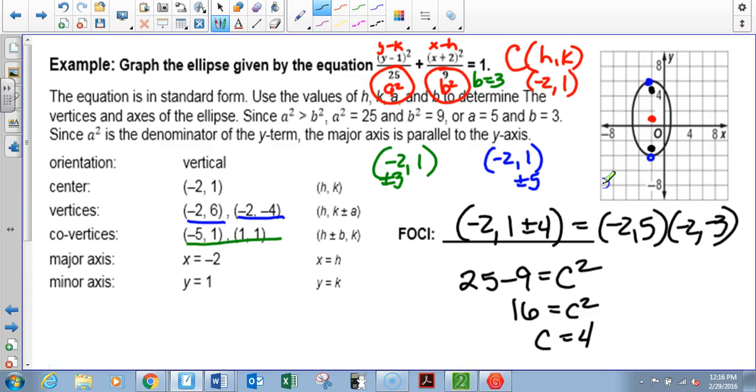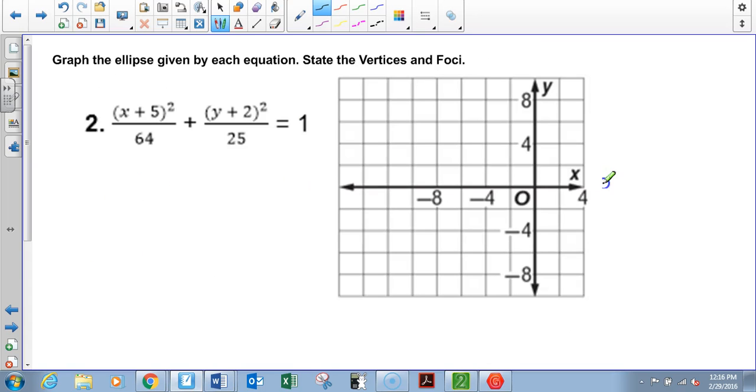The closer out to the ends of the major axis, the longer and skinnier the ellipse will be. The closer in towards the center that those focus points are, the rounder it will be. Everybody okay? All right, let's try one together, and then I'm going to ask you to do these next two.